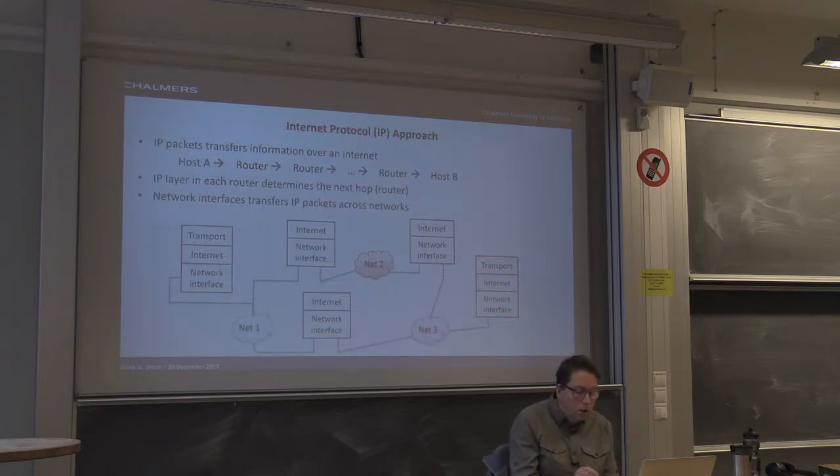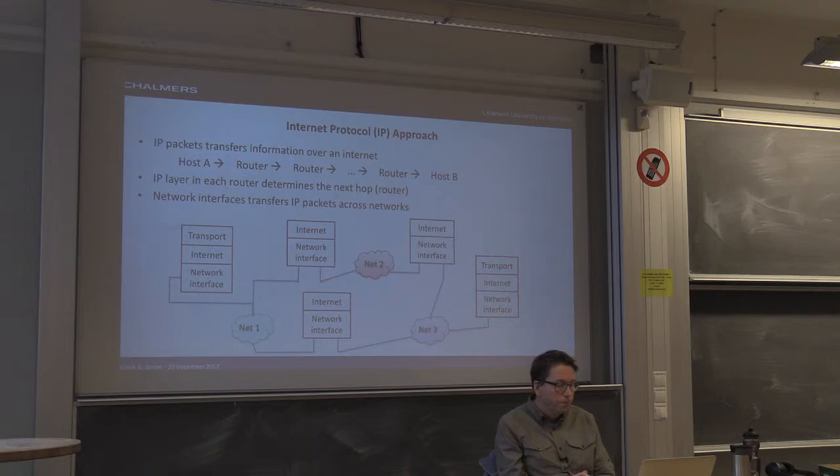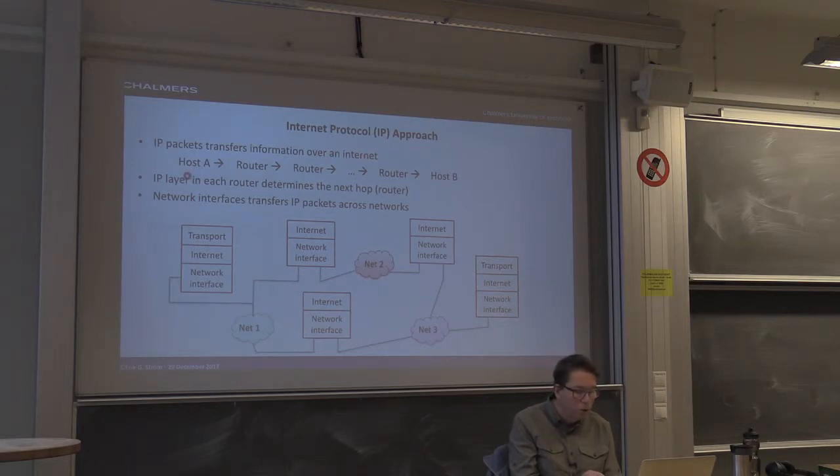Okay, so internet protocol approach. We have IP packets, and that transfers information over an internet. So an internet is a network of networks. So we have a host and we have a host. These are the 2 end devices, and they want to communicate. And IP provides connectivity from host A to a router, to a router, to a router. And the IP layer in each router determines the next hop. So the network interface transfers IP packets over networks.